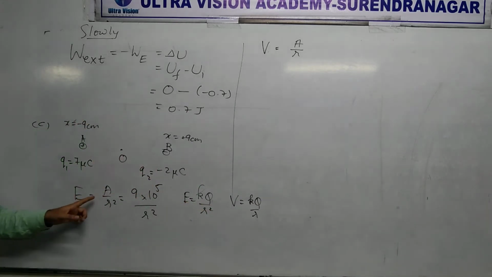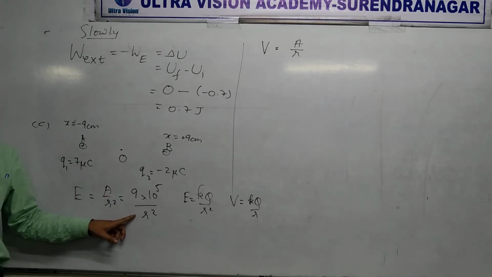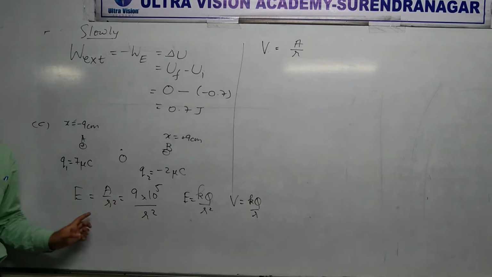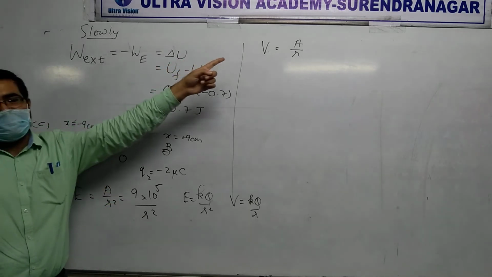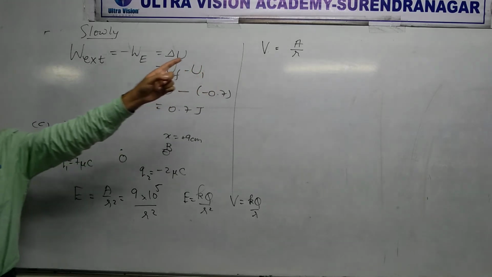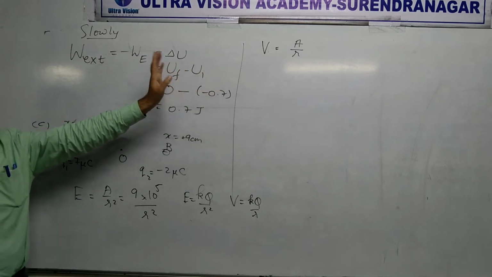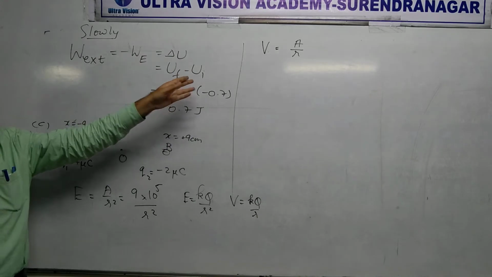Okay, I will leave the pattern here. So if this is the electric field, then what do you expect potential to be? A by r. Yes or no? Clear? Yes. Can we derive it?